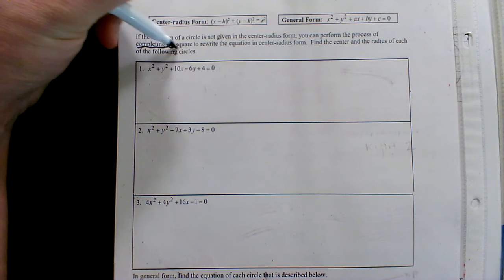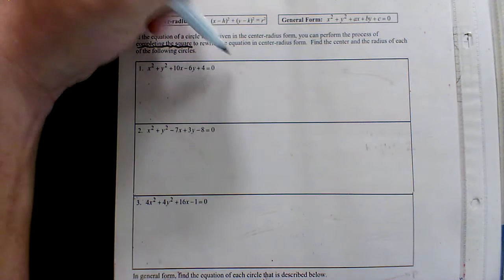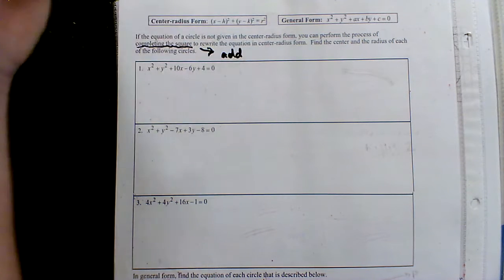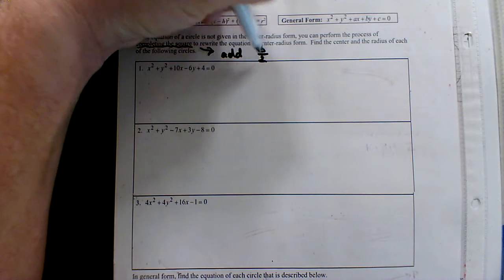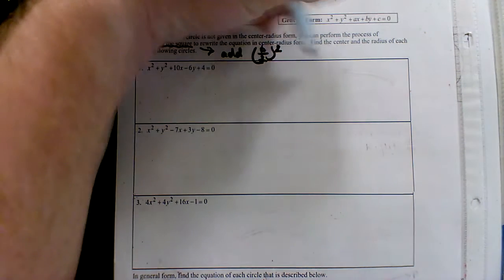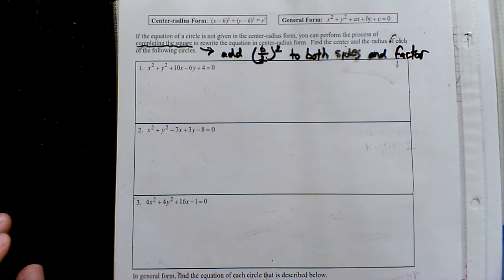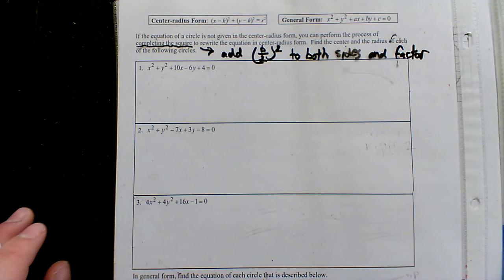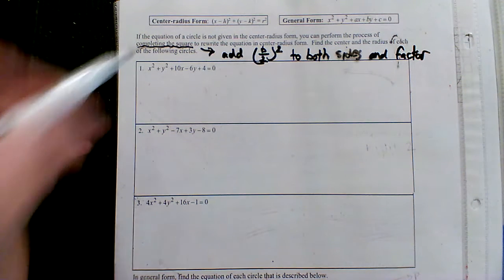So when we do the completing the square part, what we're actually going to do is add b divided by 2, that quantity squared, so b over 2 squared, to both sides, and then we would factor. So add b over 2 squared to both sides and factor. So what exactly does that mean? Well, let's start this example.